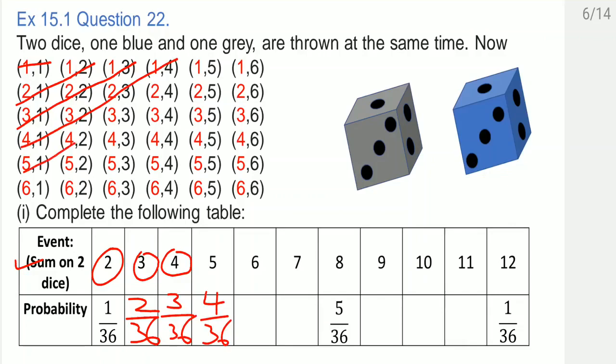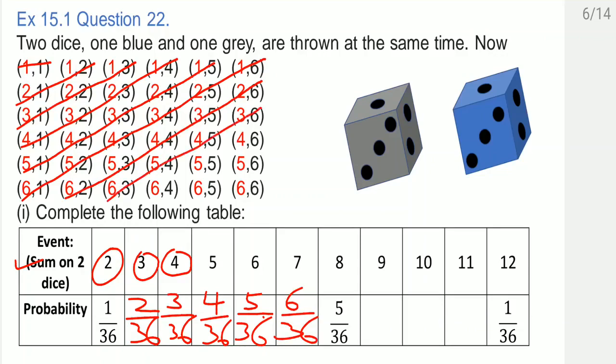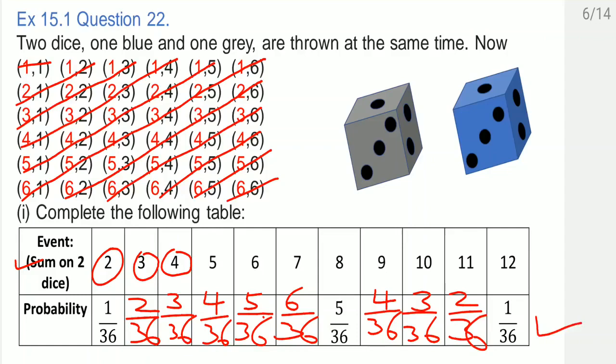Here sum is 6. 5 by 36. Sum is 7 here. 6 by 36. Sum is 8. Look at this one. 5 by 36 already they have given. Sum is 9. So here 4 by 36. Sum is 10. 3 by 36. Sum is 11. 2 by 36 and sum is 12. 1 by 36. Just observe all the outcomes. This one, all the probabilities. Okay, they all are different for every sum. Correct? They all are different.